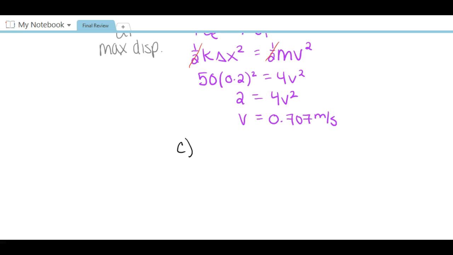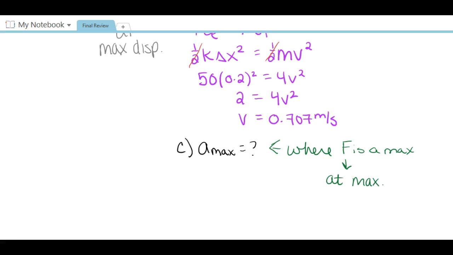And now part C is asking for maximum acceleration. So maximum acceleration happens when force is a maximum, so you have to identify where is force a maximum. So the same idea as last time, you want to figure out where the overall quantity is before you can figure out the little pieces. So force is a maximum at maximum displacement because when it's at maximum displacement, it wants to get back to equilibrium. So that's where it has the largest amount of force.